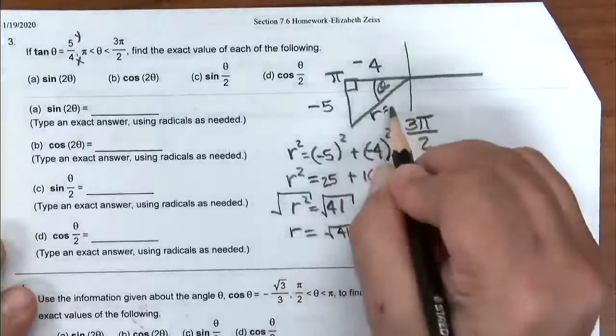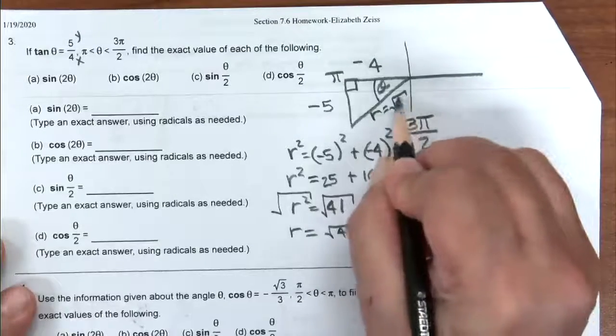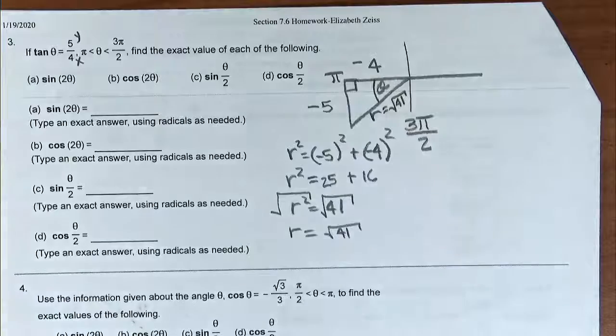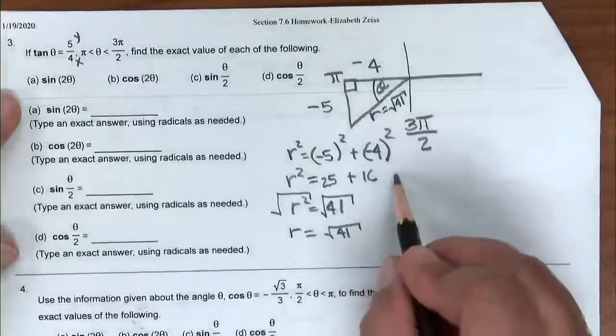The r can't ever be negative, but the legs can, depending on what quadrant you're in. All right, so we got all that. Now let's start answering the questions. I think I could do the work for maybe one or two of them here. So here's part A.